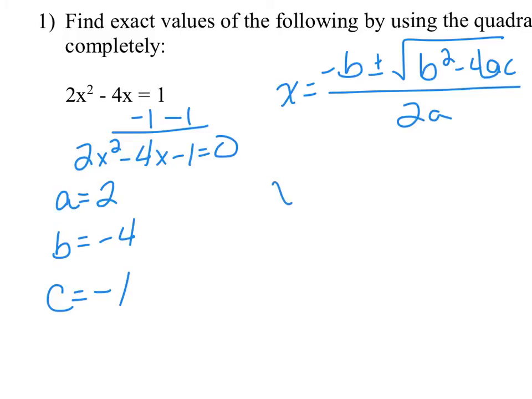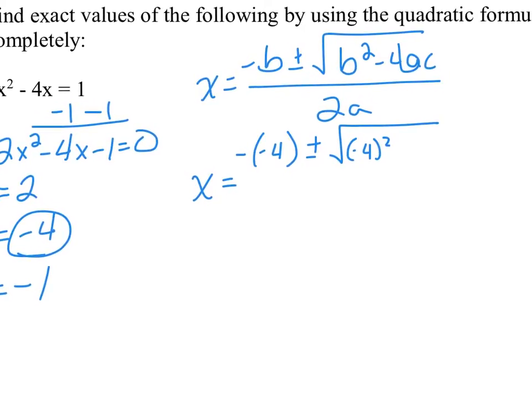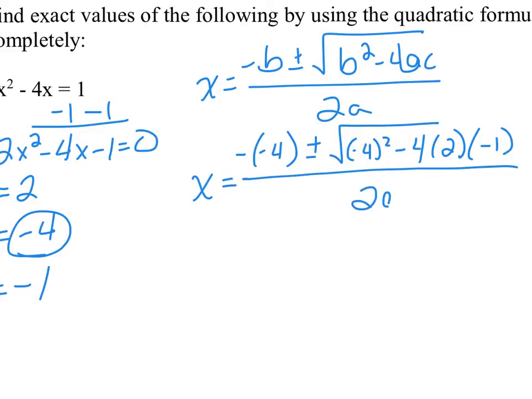And then we plug it in. We simply take the negative 4 and put it in its spot here. So everywhere there's a B, I put a negative 4. Okay? I can do this. Now, wherever there's an A, I put the 2. And wherever there's a C, I put a negative 1. Okay, so there we go.